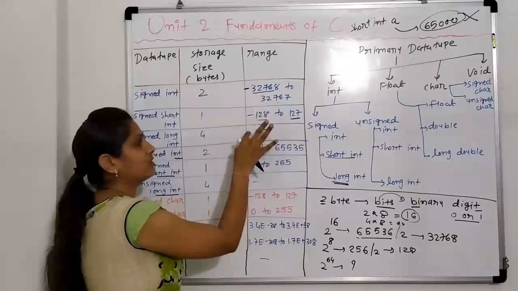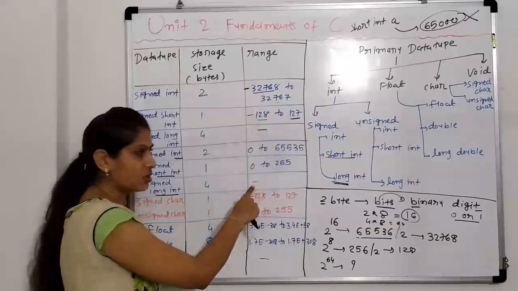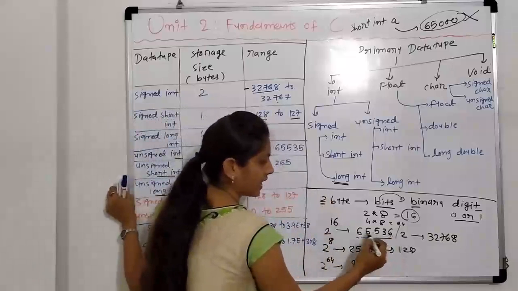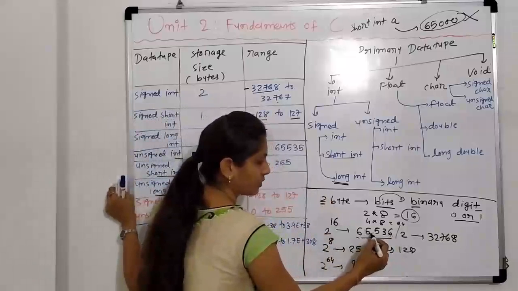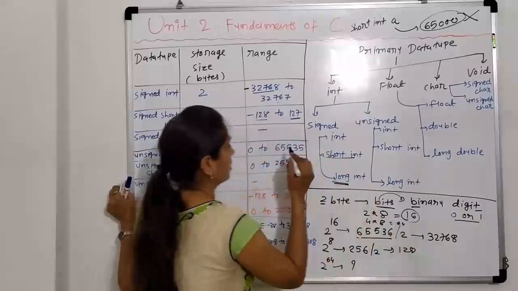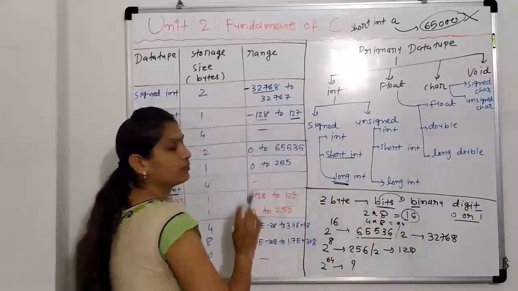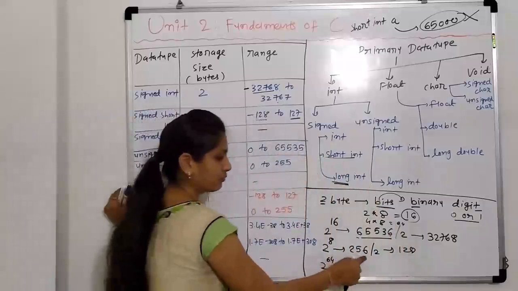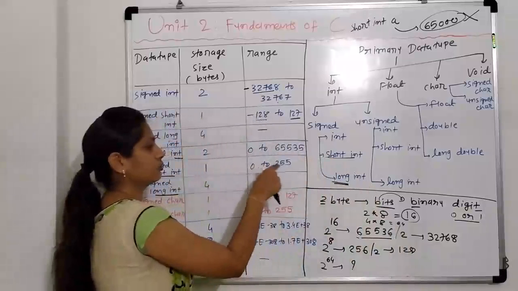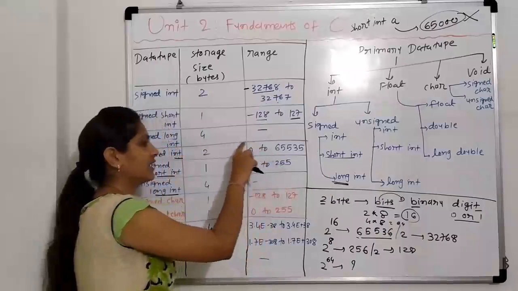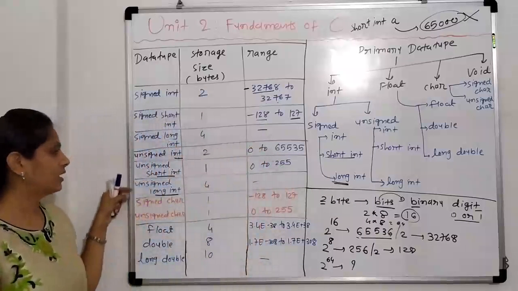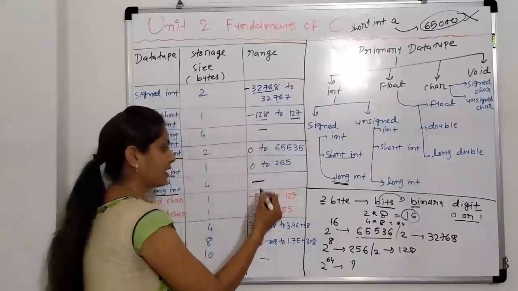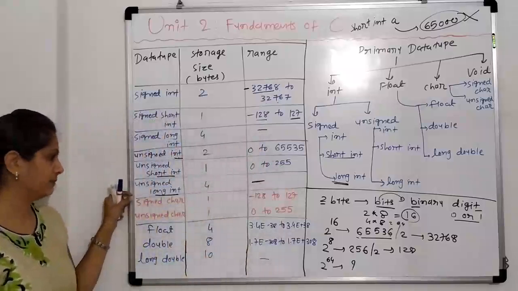Here negative values are there, but here negative is not. So this range is 2 raised to 16, that is 65,536. So here 0 up to this. Similarly, 1 byte means 256, so our range is 0 to 255 because negative values are not possible. In the unsigned category, similarly, 4 has a dash, so a very large value is there.